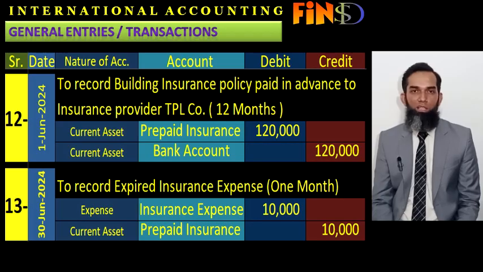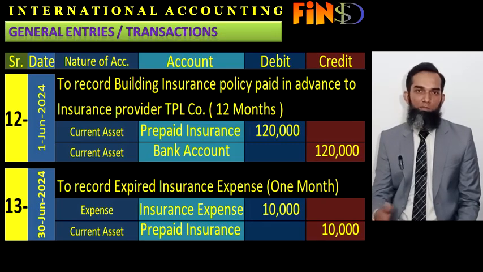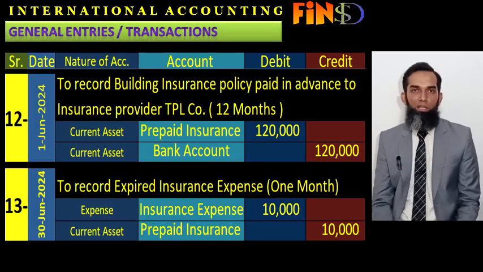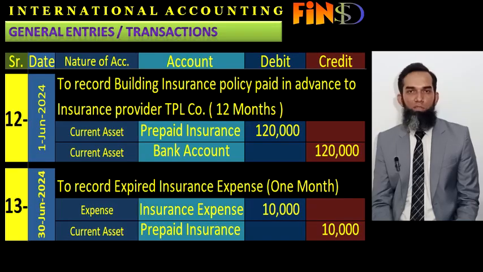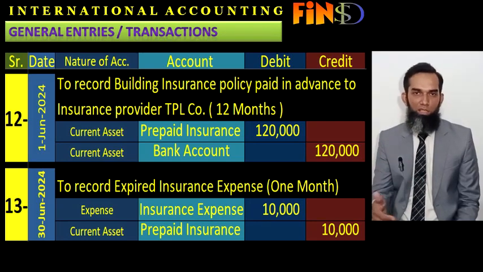So the accountant is now recording the whole amount of rupees 1,20,000 as prepaid insurance, recorded as an asset on 1st June 2024, which is the policy start date. He records prepaid insurance as a debit of rupees 120,000, and the company pays a check of 120,000 to TPL company, so the bank account is credited by 120,000. One asset is increased, and the other asset, the bank account, is decreased. This is how the double entry accounting system works.